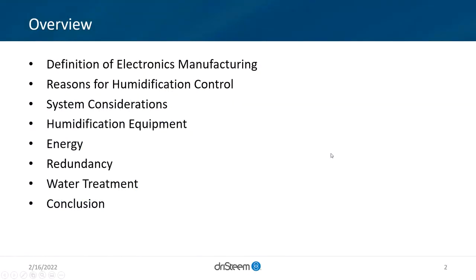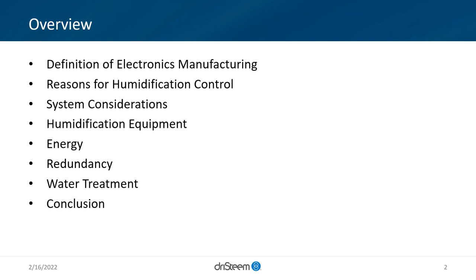So an overview of this morning's curriculum is really defining what we mean by electronics manufacturing. What are the reasons that these electronics manufacturers, or you yourself, may consider humidification control, and what to consider? System considerations, things along the lines of, where do I place stuff? What other components are in there to really make a complete system?